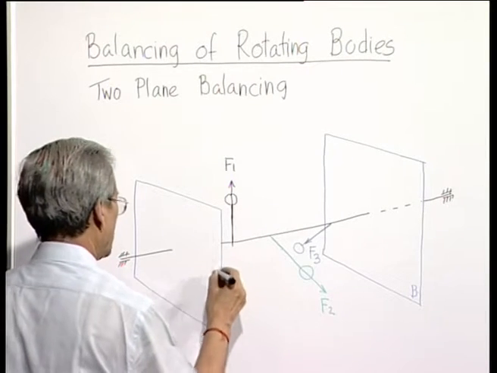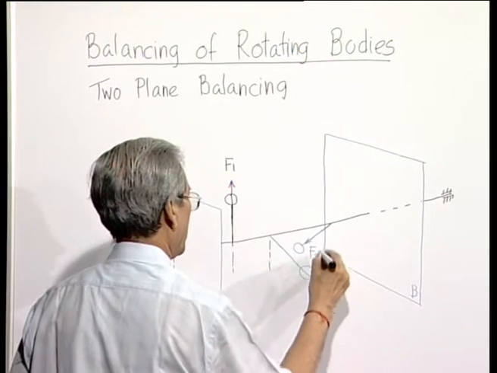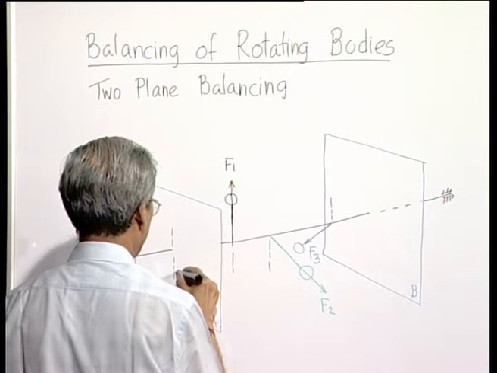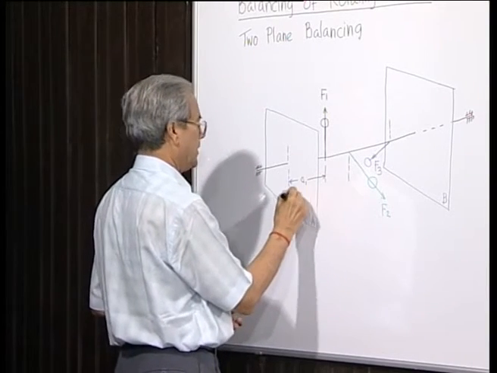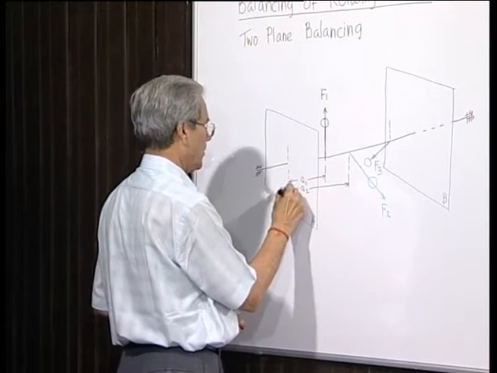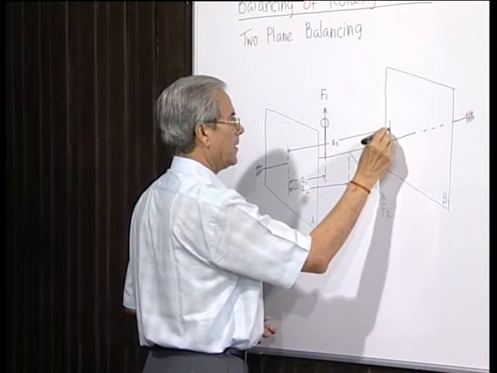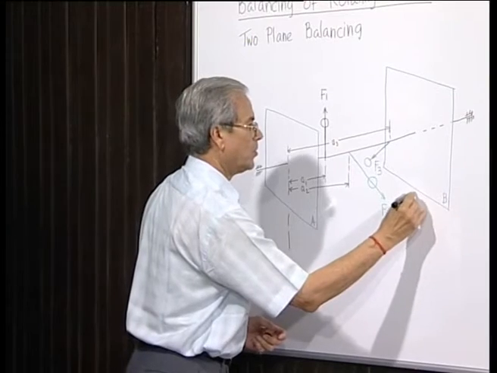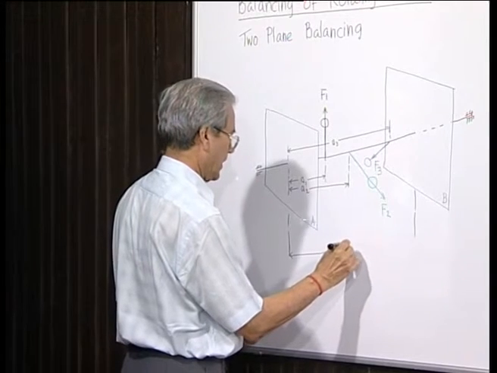Now, let us consider these distances. So let this be A1, let this be A2 and let this be A3. The location of these unbalances and the overall distance between the two planes is a capital L say, or say A.